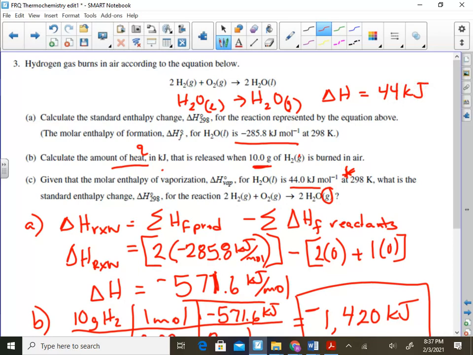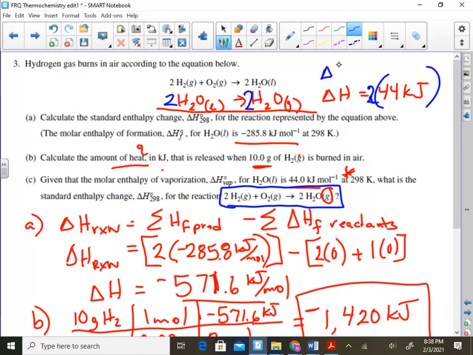And so if we look at that, if we add these two together, they almost give us this reaction. We have to do one more thing. I have 2 liquid waters here. I need to cancel 2 liquid waters, and that's going to give me 2 gaseous waters. And so that matches this reaction. This is our desired reaction right here. And so if I double this, I have to double my delta H.